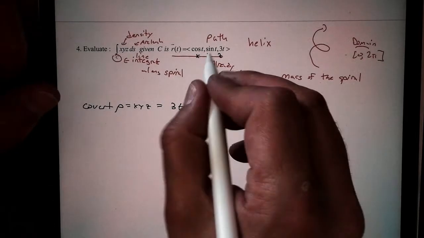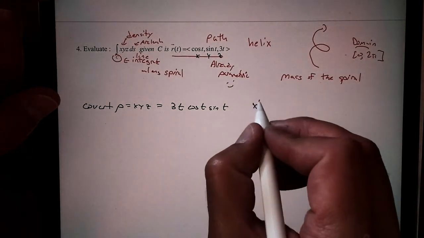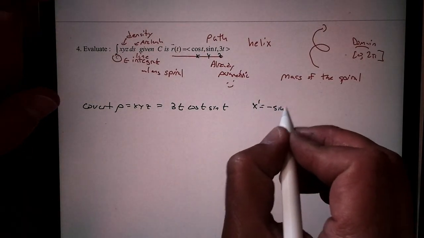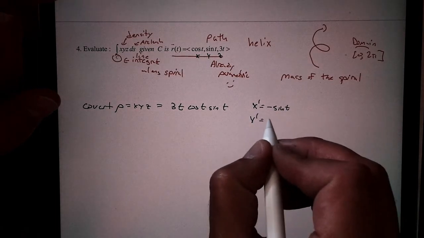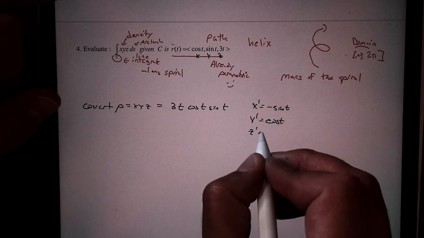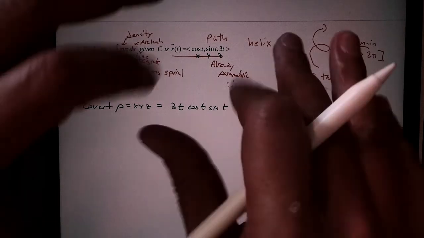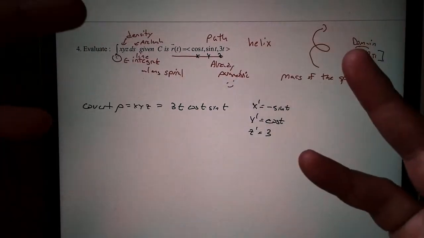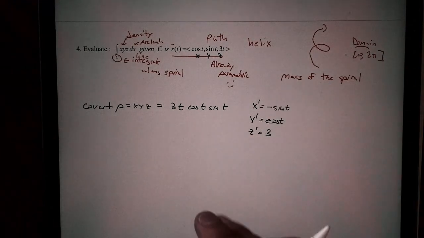Now I know I'm going to need my derivatives. x prime is just negative sine of t. y prime is just cosine of t, and then of course z prime is just going to be 3. We did all of this throughout the whole year. We're just piecing it all together right now.